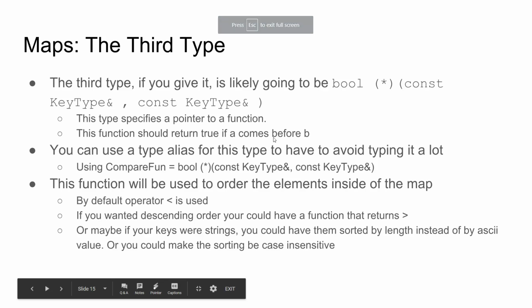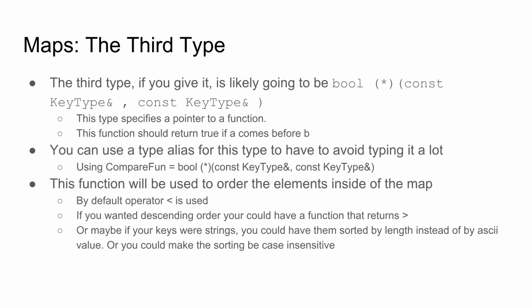And basically what this function does is it takes in 2 keys and it returns true if the first element is less than the second element. If A comes before B. I'll make sure to show you an example of actually doing this. If you get tired of typing out that long type, you could use something like the using statement to give a type alias for it. Using CompareFun equals bool pointer const key type reference const key type reference.